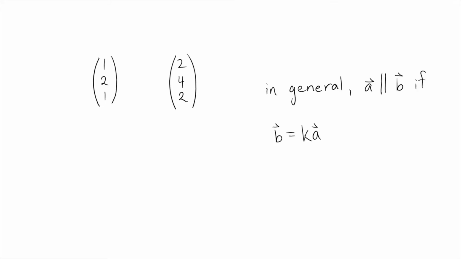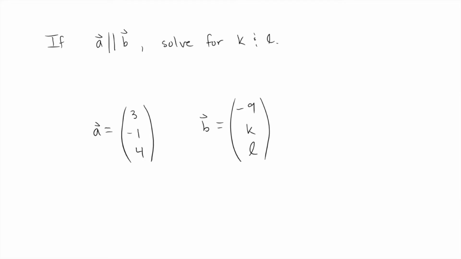So I've used the scalar k here just to indicate scalar multiplication. And that k value can be any real number. So recognizing that vectors that are parallel are linked by a scalar multiple, we can sometimes be tasked with solving problems to figure out the missing components of a vector. And so here I've given two vectors A and B, and we're told that A and B are parallel. But if you look at vector B, you'll notice it has some missing components. K and L are unknown quantities.